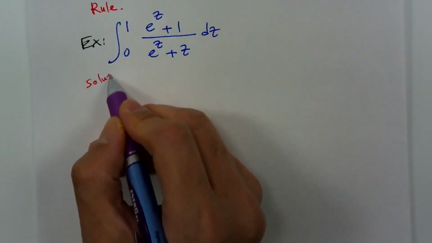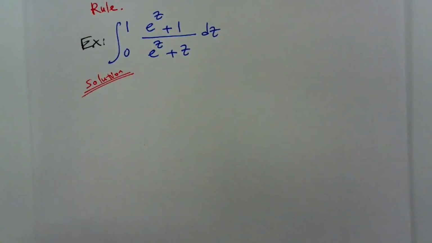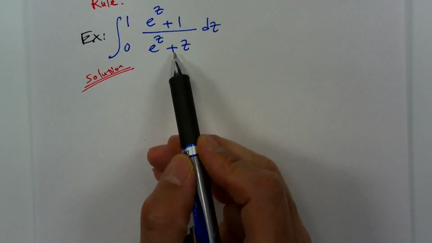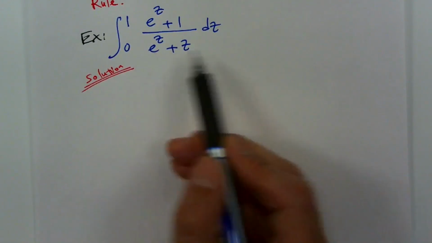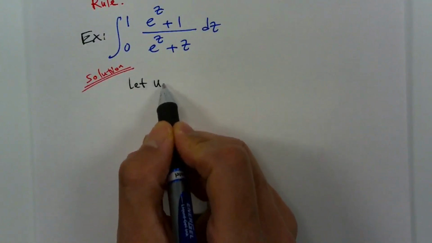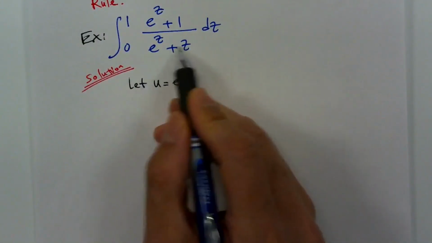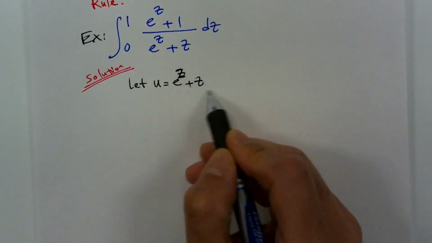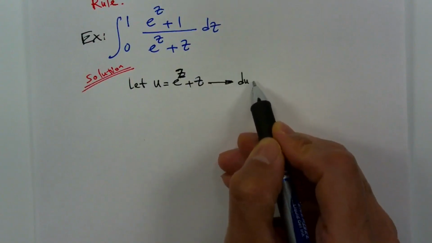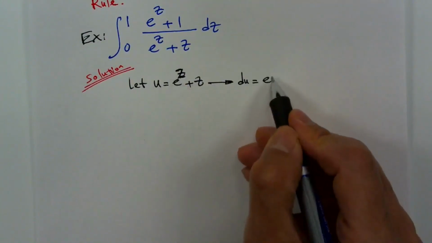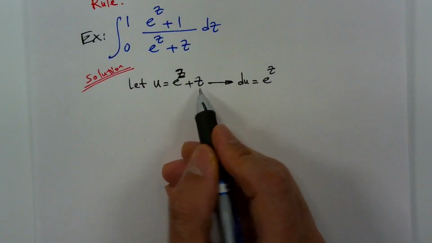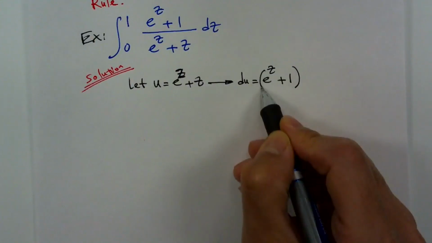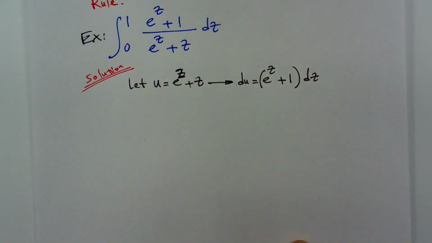So here's the solution. We take the piece that we want to take the derivative of as u. Let u be e^z + z, the denominator. Then du would be the derivative of e^z, which is just e^z, and the derivative of z, which is just 1. So du equals (e^z + 1) dz.